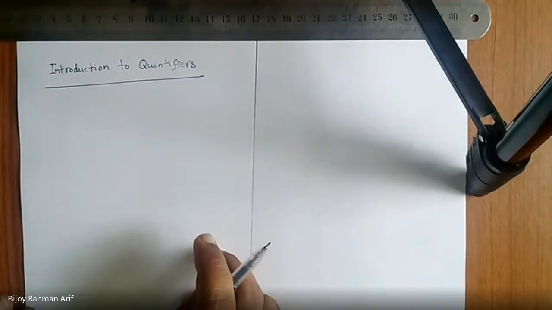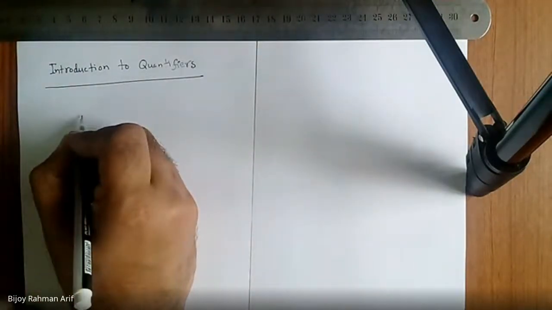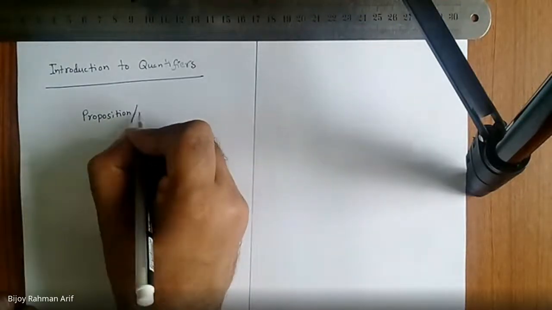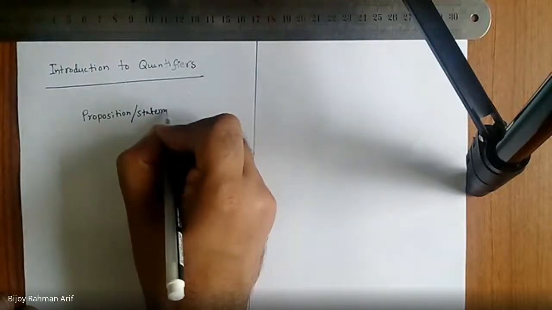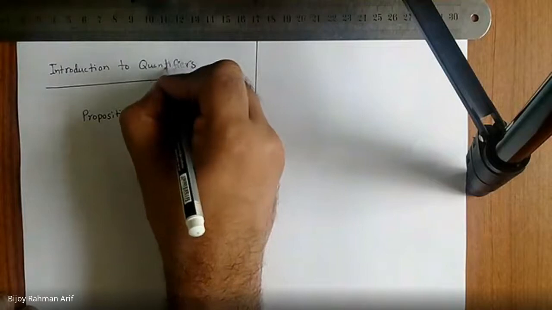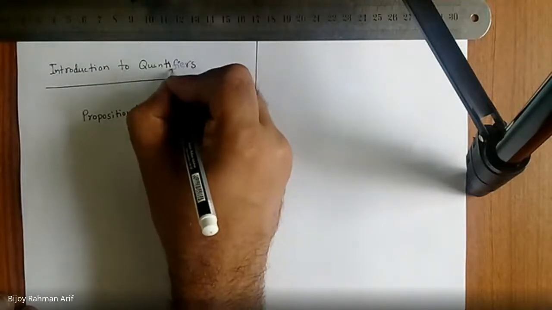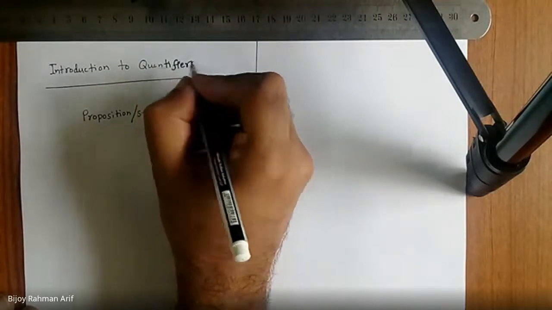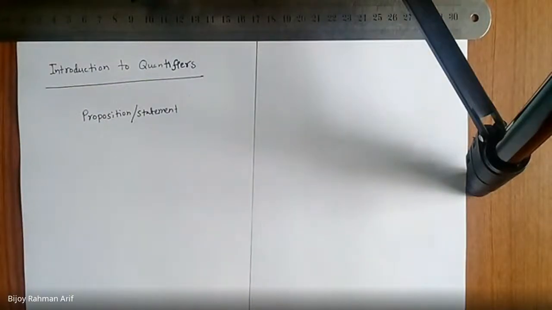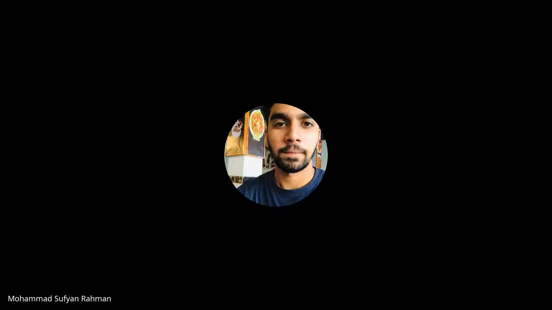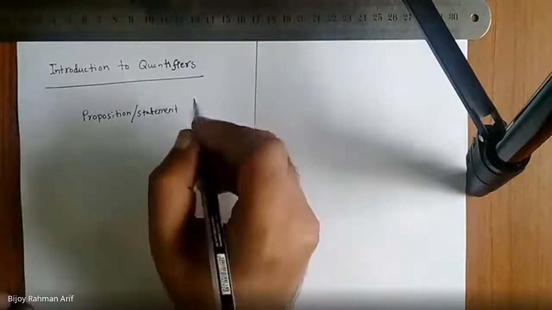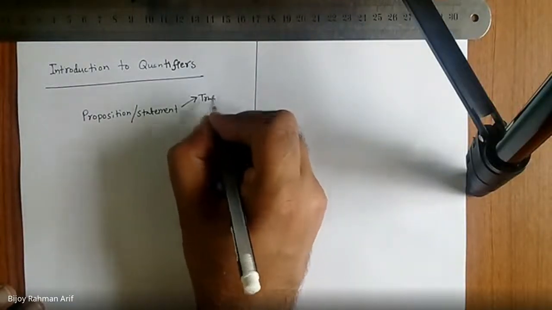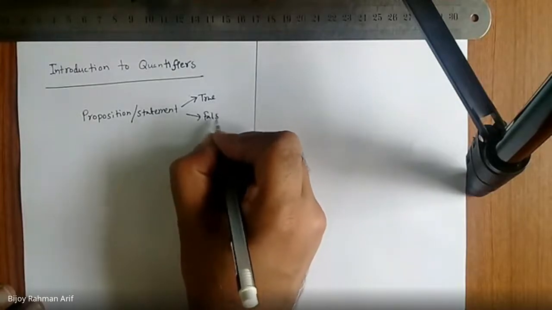Introduction to quantifiers. At first, tell me, what is a proposition or statement? A statement which is true and false at the same time? No, it is not true and false at the same time. It can have two values, one is true, another one is false, but not both at the same time.